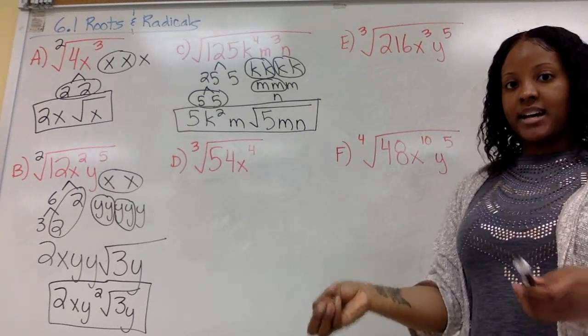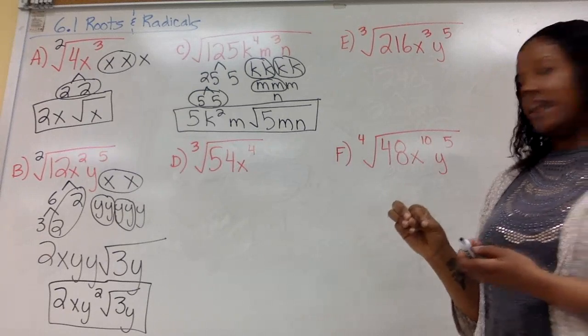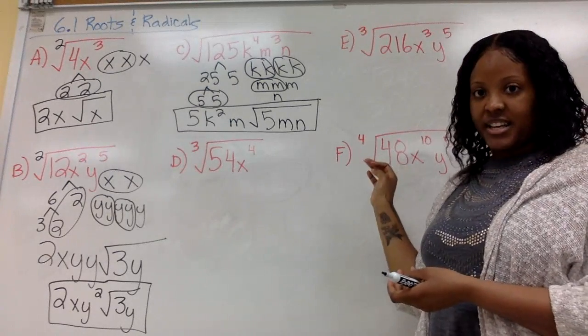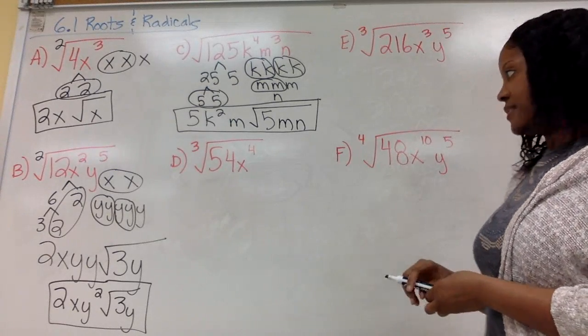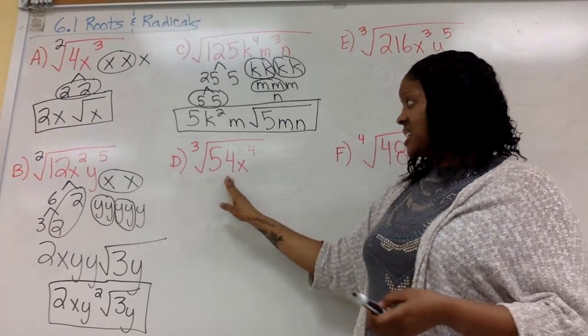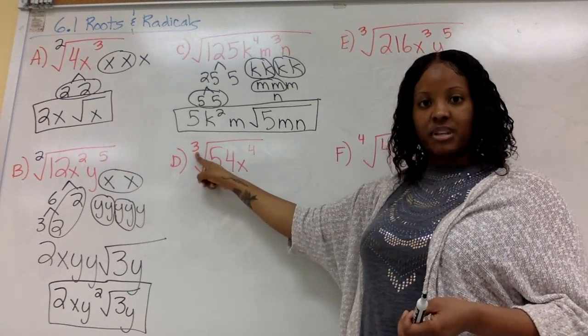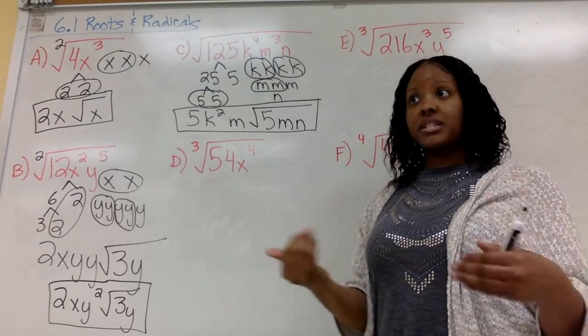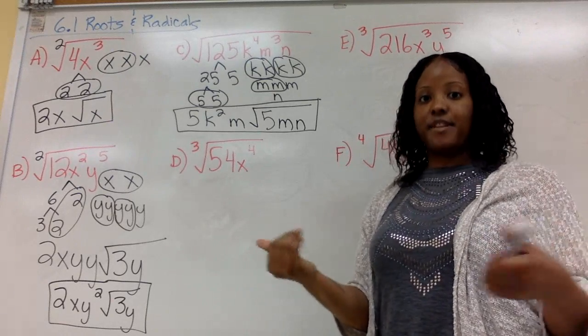Pairs go on the outside. Everything else goes on the inside. Unless you change the index, which we are about to do now. So for D, my index is 3. So this time I'm looking for 3 of the same number or 3 of the same variable.